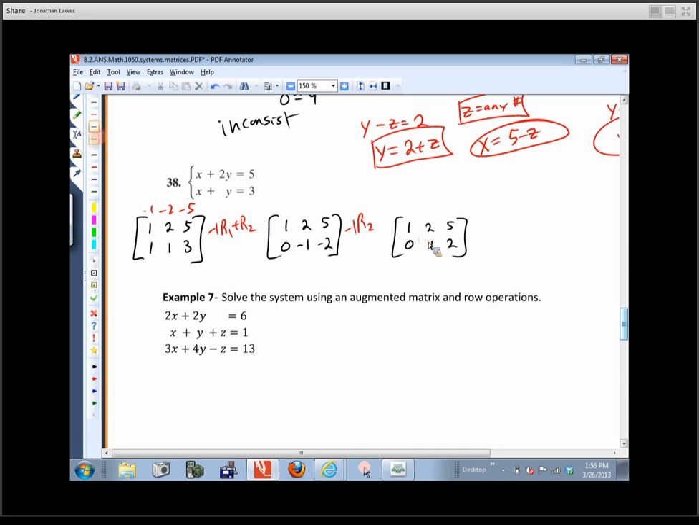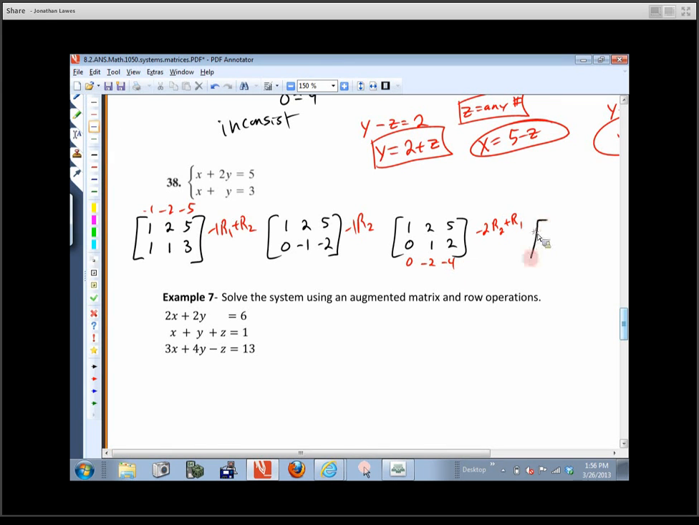So stop and think for just a second. Don't say anything out loud. Again, column by column. Use the 1s to make the zeros. Okay, what are we going to do? -2R2 plus R1. So that's going to be 0, -2, -4.